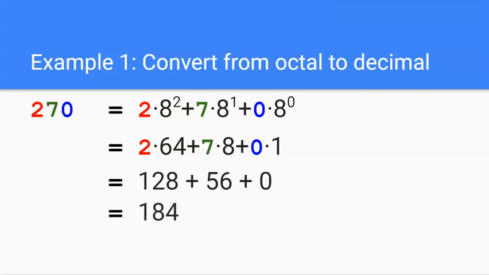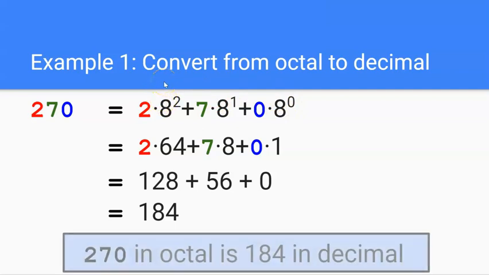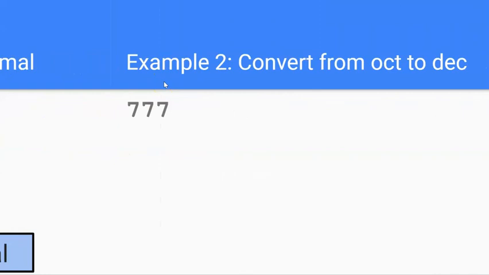Ladies and gentlemen, did you know that the number 270 in base 8 is actually the number 184? You can see how this process is almost identical to what we have done with our binary to decimal conversion. The only thing that has changed is the actual base value that we use in the calculation. These 8s used to be 2s back when we did binary. Let's look at another example really fast.